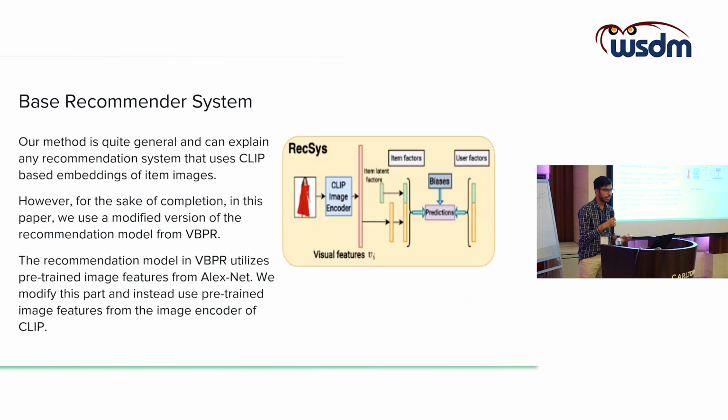So I'll go over the base recommender system that we use in our method. Our method is quite general and can be applied to any system that uses image-based embeddings. For this work, we use a modified version of the Visual Bayesian Personalized Ranking paper. We replace the pre-trained image features, like they use AlexNet, but we use the pre-trained image encoder of CLIP. Now I'll hand it over to my co-author Vibhu for the rest of the talk.